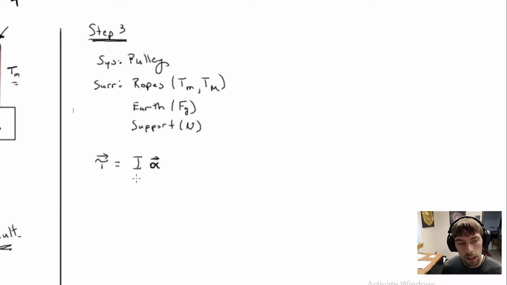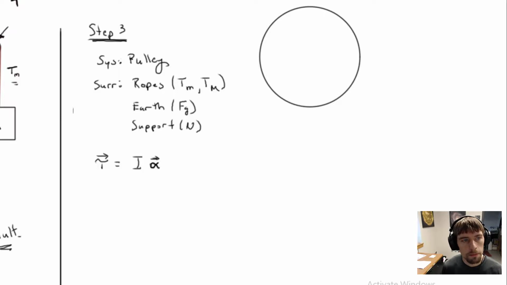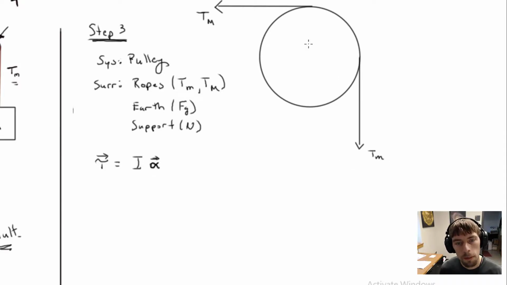Now, before we start diving into this, we should do our rotational version of a free body diagram. Here's my pulley. Let's draw in where the forces are applied. Here I have my tension force downwards, and a second tension force going this way. I'll label that T big M and T little m. I should probably put in the axis, right? You should mention the rotation point.